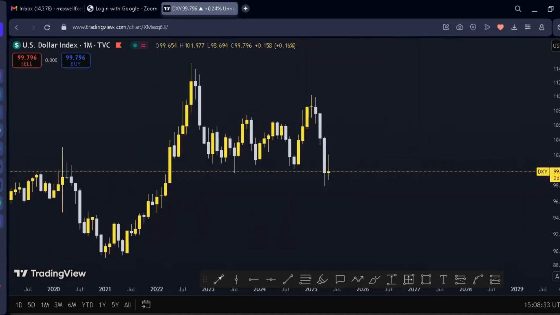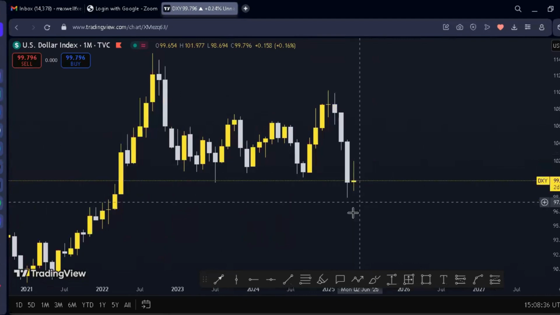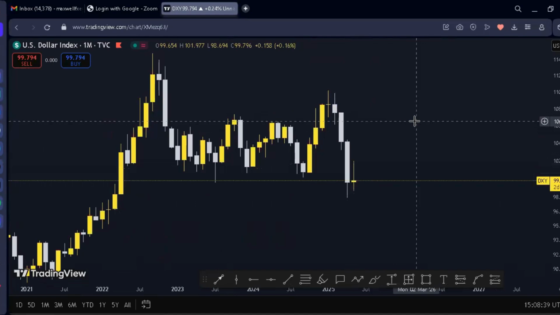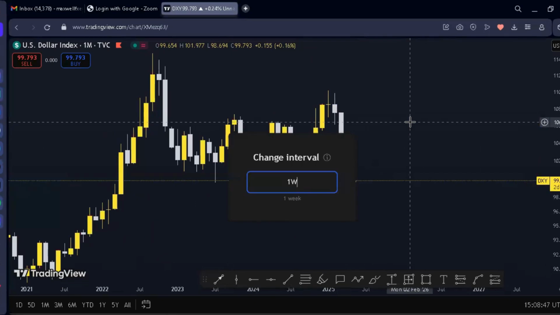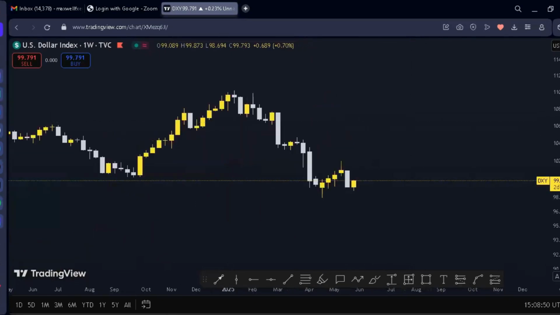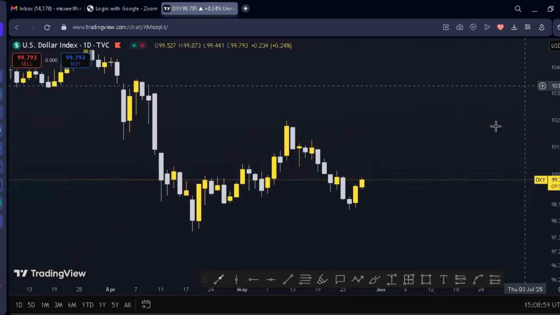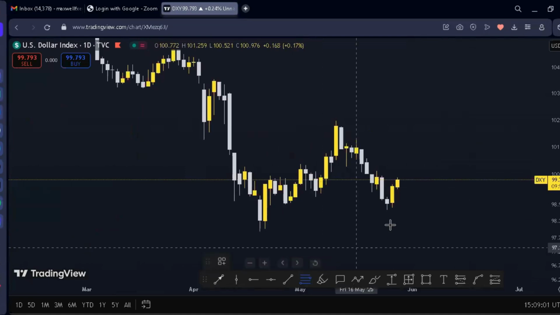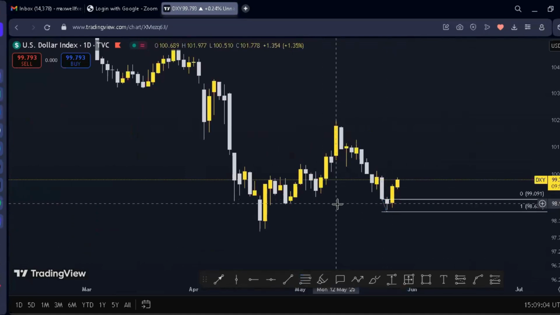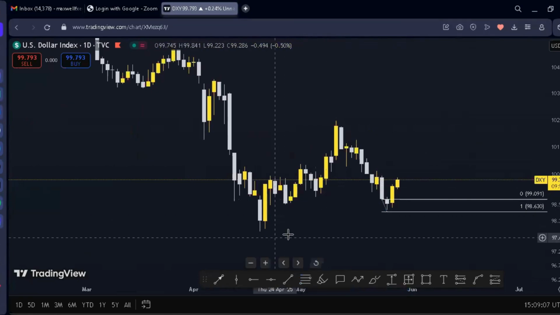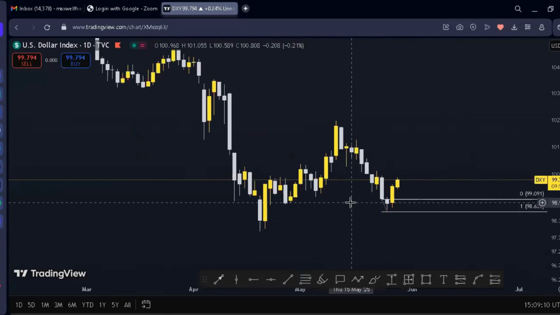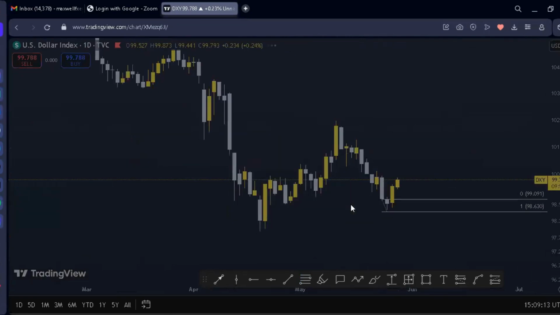US dollar on a monthly time frame, it is bullish on the current candlestick. However, if you look at the week, it seems like sellers are in control, even though we're trading above the open. So let's go ahead and look at the weekly. Bullish as well. Obviously the daily will be bullish as well. So if you want a buying opportunity on the US dollar, I think this would be a good area to look for a buying opportunity from.